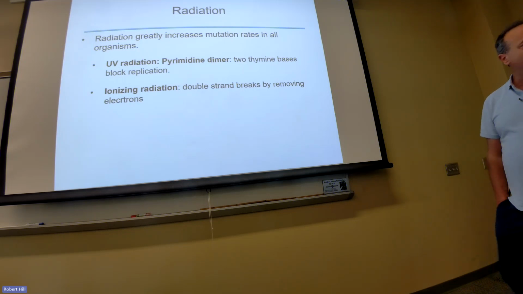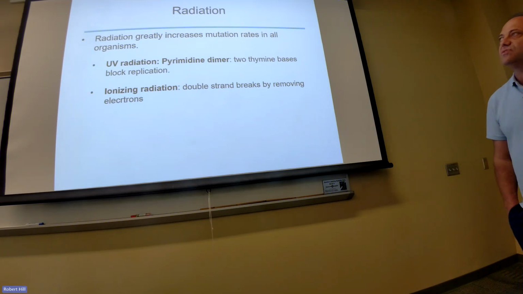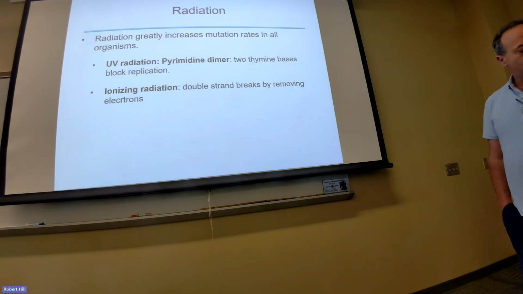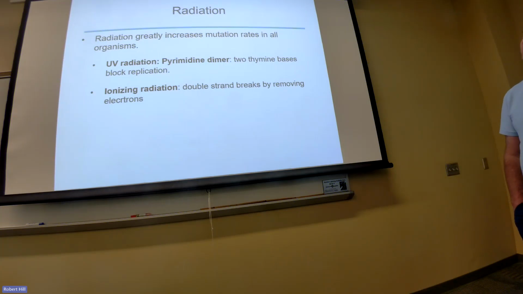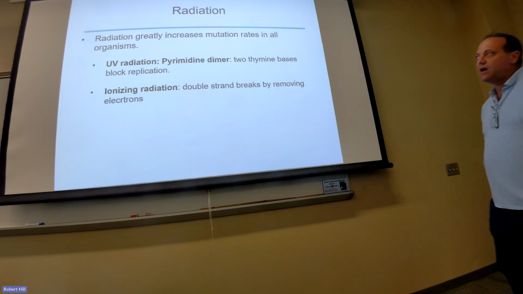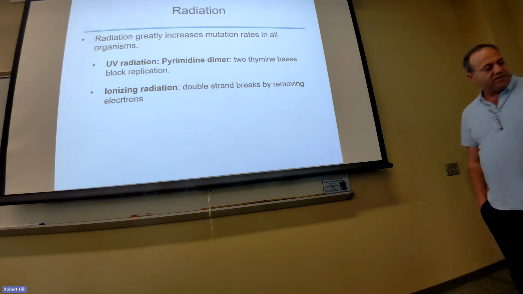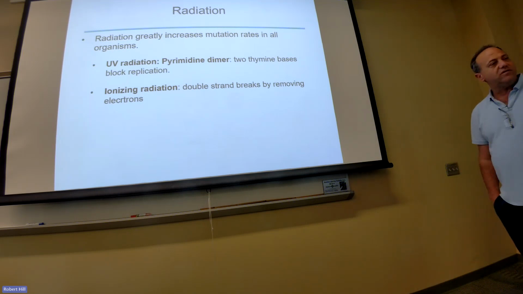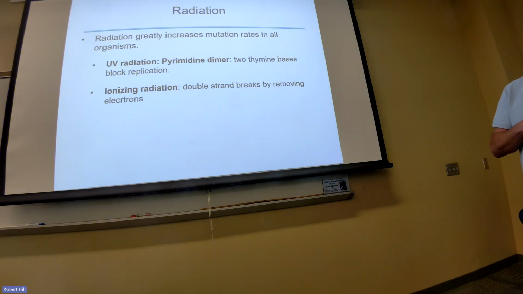Okay, a little bit about radiation. Radiation greatly increases mutation rates in all organisms, right? You know that. So there are basically two types of radiation that we're going to look at. UV radiation causes a very specific type of mutation called a pyrimidine dimer. And then ionizing radiation, which is more damaging, pulls off electrons, breaks apart the molecule, and causes what are known as double strand breaks, right? So you're actually breaking the sugar phosphate backbone of both sides of the DNA molecule.